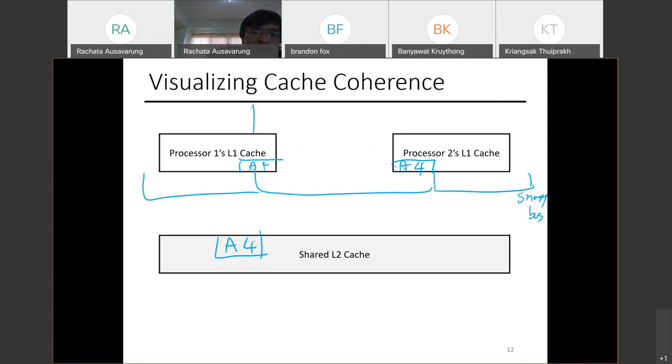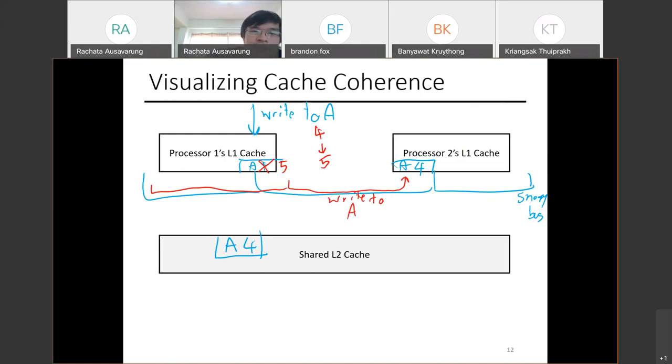When I write to A, which changes the value from 4 to, let's say, 5, basically I say store new value from 4 to 5. This gets replaced to 5. The other processors don't know this yet, but I'm going to send a signal saying, hey, I write to A. So if I send this signal to everyone else saying, hey, processor one is writing to A, what will happen?